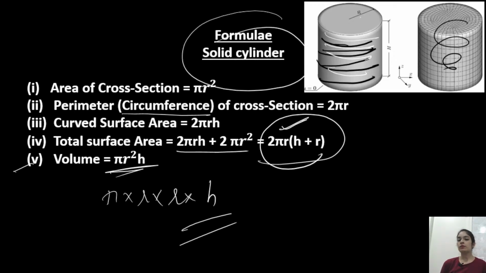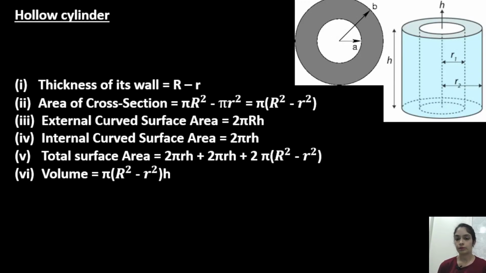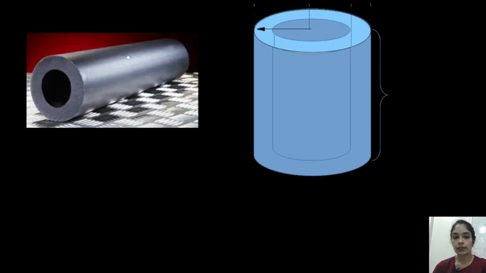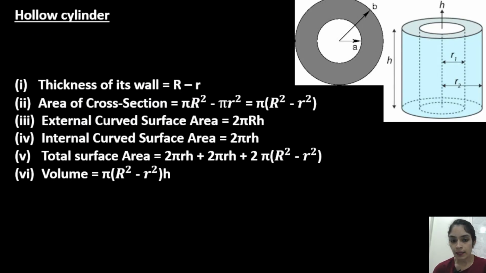So two types of cylinders are there. The next one is the hollow cylinder. A hollow cylinder looks like this. You might have seen pipes or the like sometimes. See here, this is nothing but a hollow cylinder. For a hollow cylinder also, different formulas are there. If you want, you can take screenshots of these formulas and later on you can make notes also.